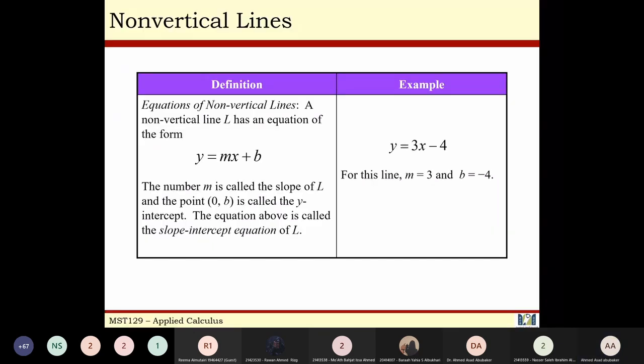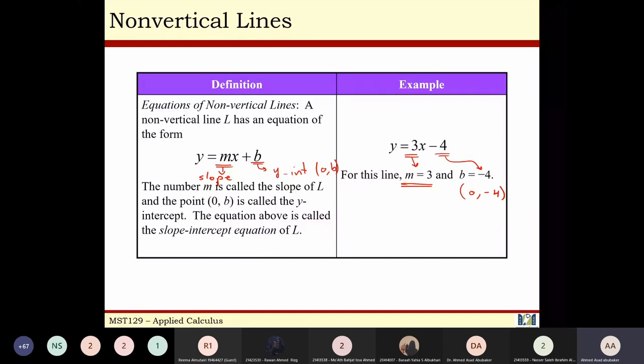Now, in general, the real line is denoted by y equal mx plus b, where m is the slope and b is the y-intercept. This is the point 0, b. Look at this example. Here we have slope 3, denoted by m, and the y-intercept equal -4. The point of the y-intercept is 0, -4.